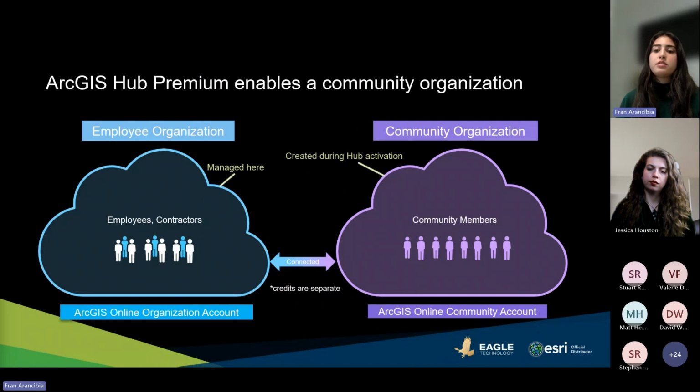And all of this is possible because when you get Hub Premium, a new organization is stood up, and that is your community organization. The community org is specifically designed to manage your community accounts for people you want to share content with, but do not want to provide full access to your employee organization. So you don't need to worry about external people being able to access the data and the space that your organization works in, because they're held in a completely different space. That being said, the hub site itself and the community organization is administered in your employee organization. So they are separate, but they are connected.